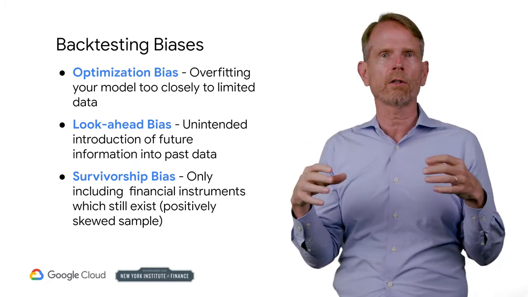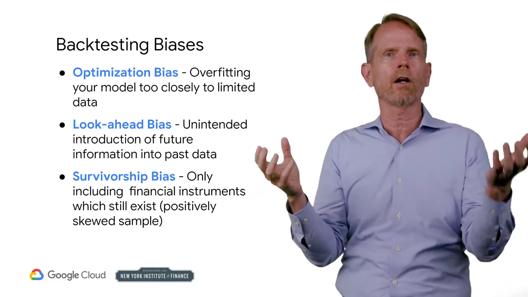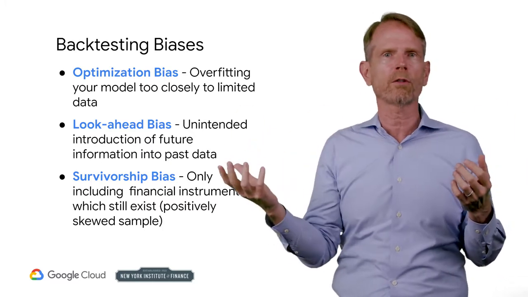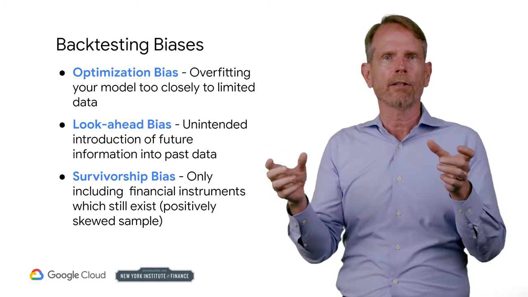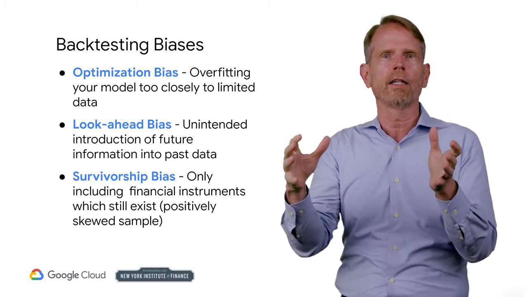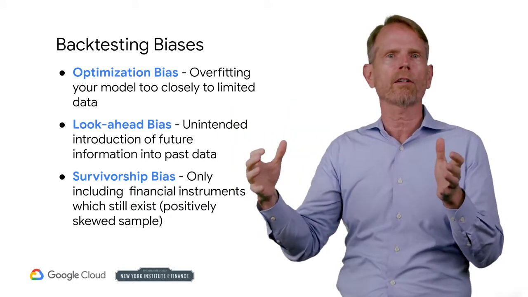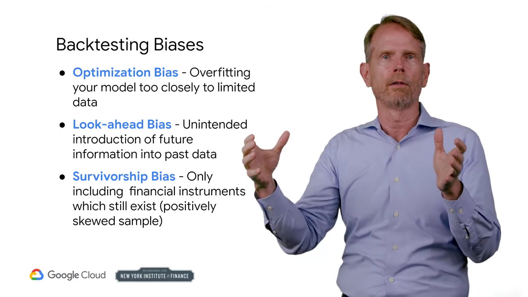Survivorship bias occurs when you use data sets that don't include the stocks of companies that have either gone out of business or been merged into another company. This is when you are backtesting your strategy on a number of different stocks that have all survived to the present and so represent a positively skewed sample.